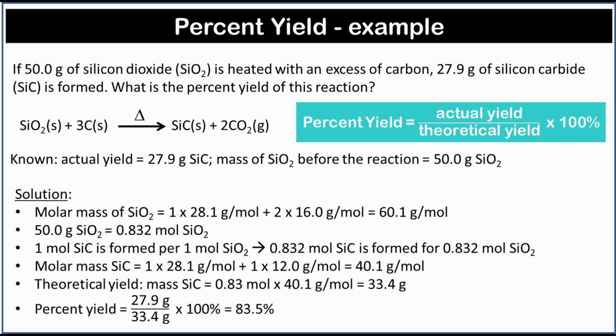If 50 grams of silicon dioxide is heated with an excess of carbon, 27.9 grams of silicon carbide is formed. What is the percent yield of this reaction? From the balanced reaction, we know that the mole ratio of silicon carbide to silicon dioxide is 1 mole to 1 mole. Step 1. Calculate how many moles there are in 50 grams silicon dioxide. Step 2. An equal amount of moles of silicon carbide will form theoretically. Step 3. Calculate the mass of silicon carbide that will form theoretically. Step 4. Calculate the percent yield of this reaction.